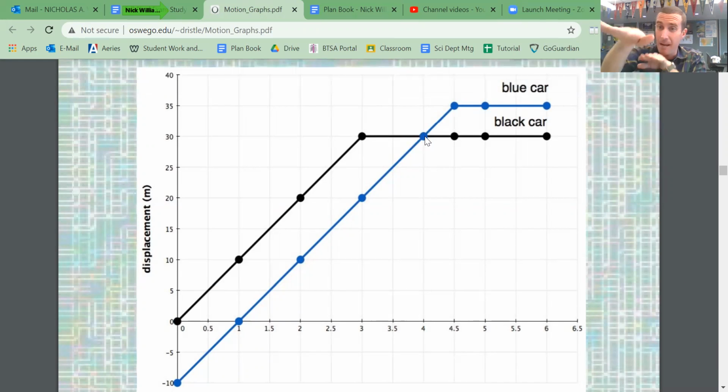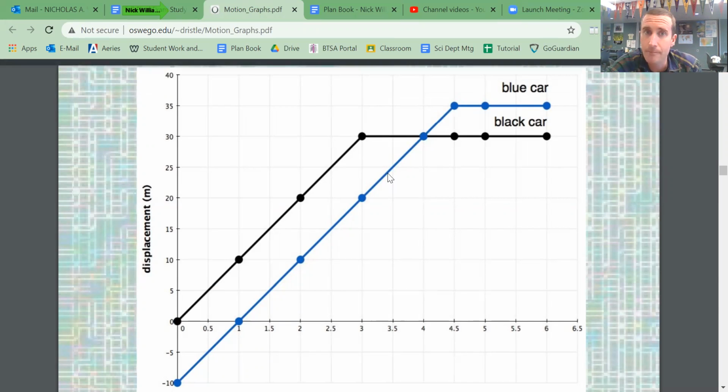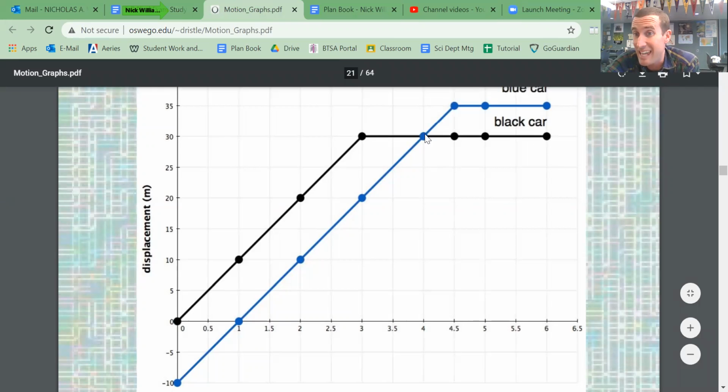So if they were in the same lane on the same road, they can't occupy the same space. Either the blue car jumped up and over the black car, which seems unlikely, or more realistically, the blue car rear-ended the black car, right? The blue car must have hit it from the back, and it looks like that happened right at 4 seconds. So I know that they can't be in the same lane on the same road because the blue car was able to pass through the black car, or past the black car, by 5 meters.